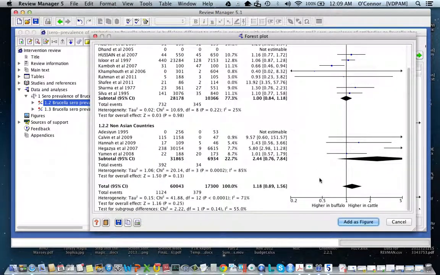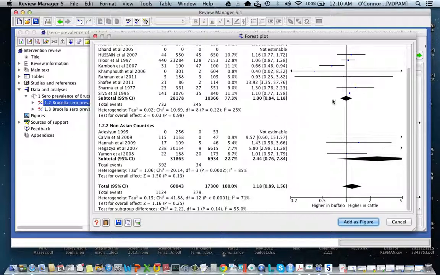Now, what we can also do is go down and look to see whether this test for subgroup differences. And this is one of the problems with the test of heterogeneity. Now, this says that these are not different. And perhaps that's true, because if you look at these big estimates, like this big estimate here is not giving any weight to the summary effect measure, and it's got an incredibly wide confidence interval.